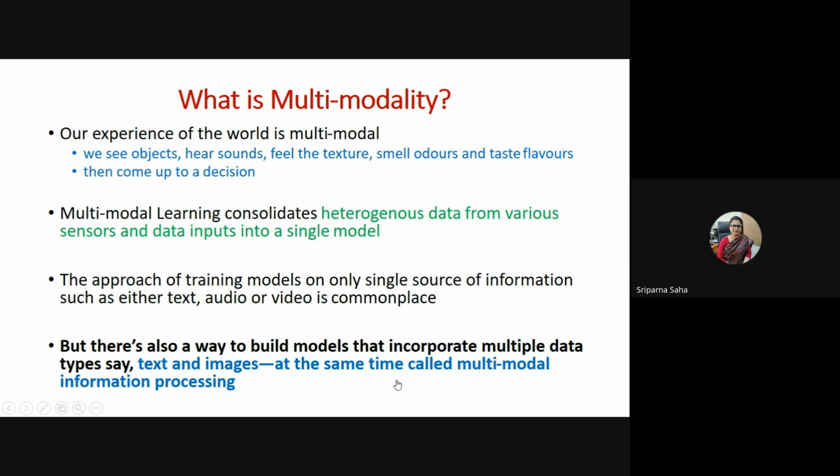It is not only image plus text, but it could also be image plus video plus text. So there are many examples where the data has multimodal input. Data can have multiple sources of information, and we consider these multiple sources of information to predict an output. This is an example of multimodal information processing.